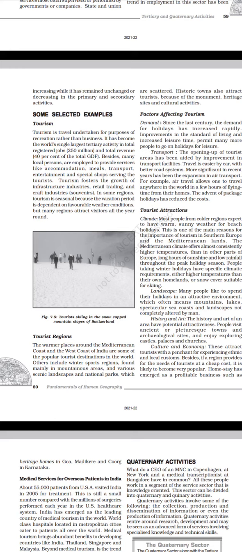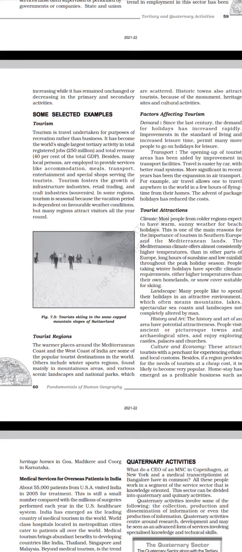The Mediterranean climate offers almost consistently higher temperatures than in other parts of Europe, long hours of sunshine, and low rainfall throughout the peak holiday season. People taking winter holidays have specific climatic requirements, either higher temperatures than their own homelands or snow cover suitable for skiing. Landscape. Many people like to spend their holidays in an attractive environment, which often means mountains, lakes, spectacular sea coasts, and landscapes not completely altered by man.